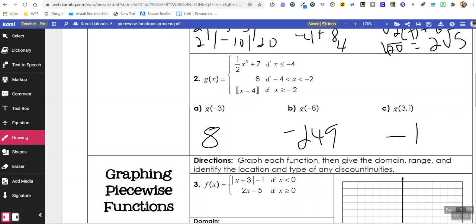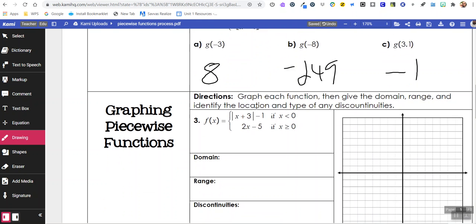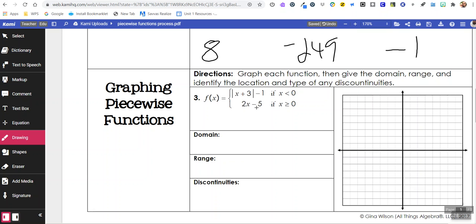All right. Now, graphing. Graphing looks a little different. I can show you how to graph it using Desmos. There's a way to do it in the graphing calculator as well, but it's pretty easy. So let's go through it a little bit.